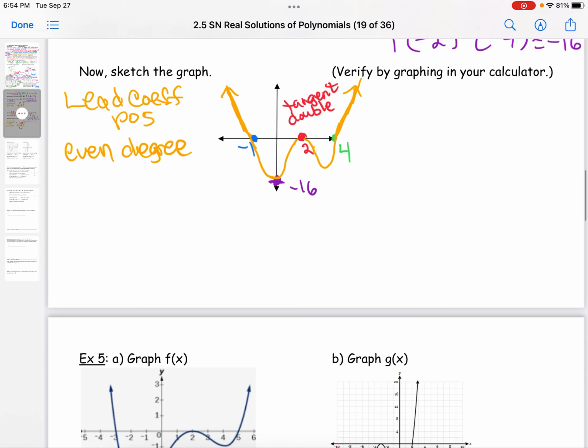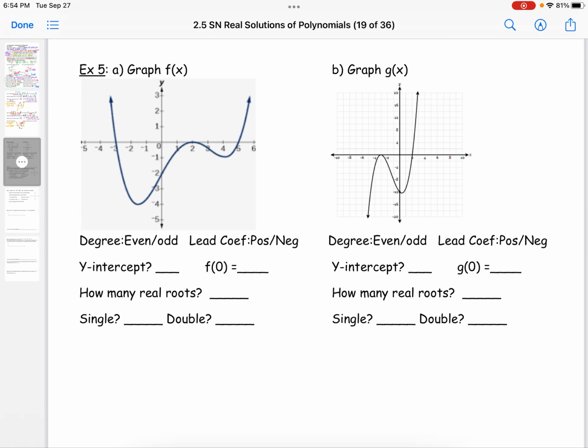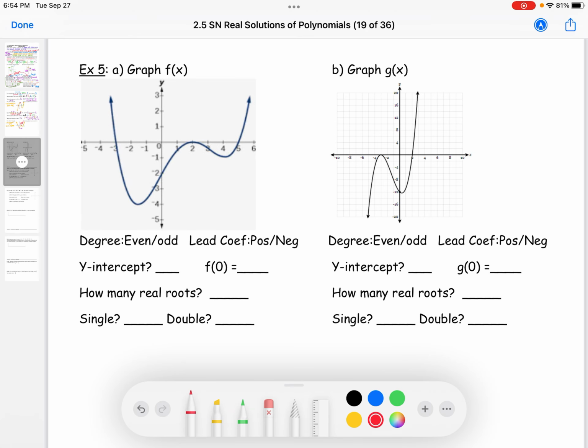Now, let's look at getting given some graphs and writing some equations. So let's look here at example 5. We have a graph of f of x shown. The left end and the right end both point up, so that's an even degree. The right end is going up, so that is a positive leading coefficient. The y-intercept is at negative 2, meaning f of 0 equals negative 2. We're going to use that here in just a minute.